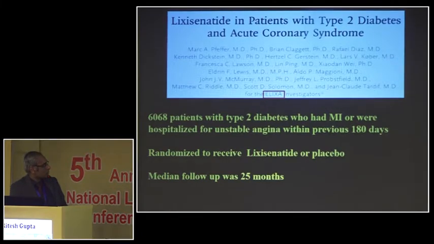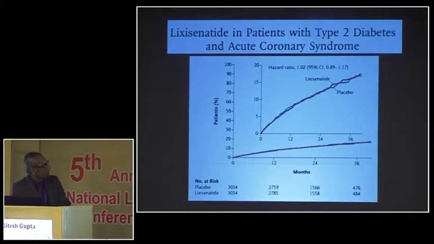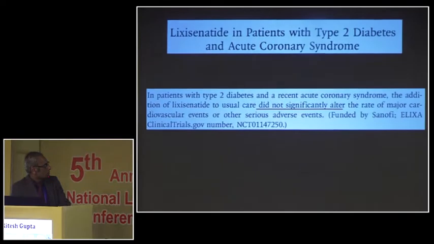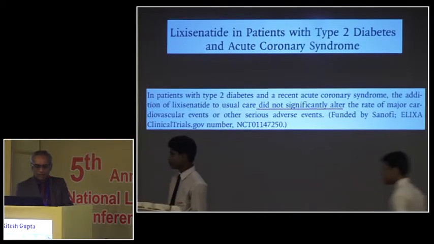Now the first trial in this was on lixisenatide, in which there were 6,000 patients with diabetes who had myocardial infarction or unstable angina in the previous 6 months, and they were randomized to lixisenatide or placebo, and the median follow-up was about 2 years, and it was found that there was no increase in the risk of cardiovascular events. It was almost similar. So in patients with type 2 diabetes and recent acute coronary syndrome, the addition of lixisenatide to usual care did not alter the rate of major cardiovascular events or other serious adverse events.